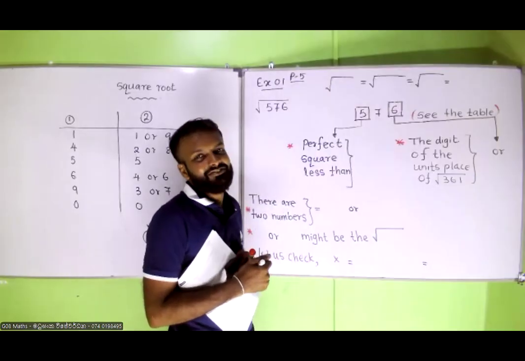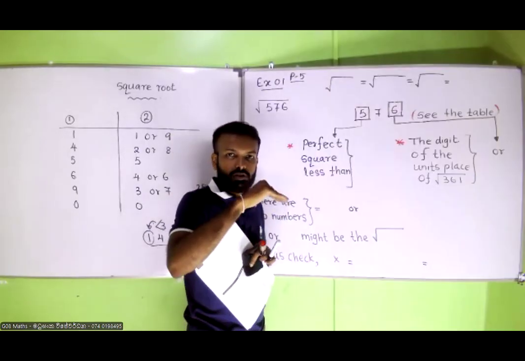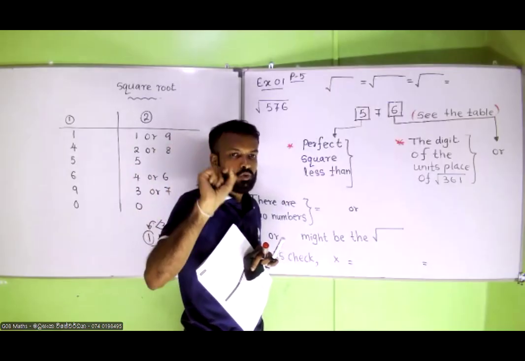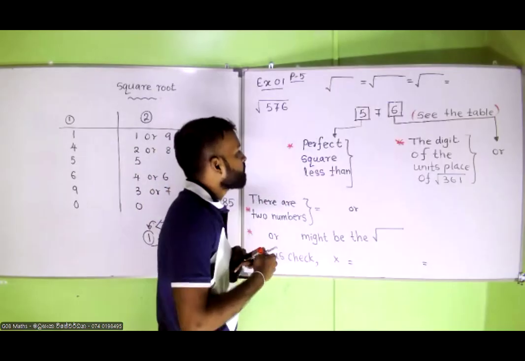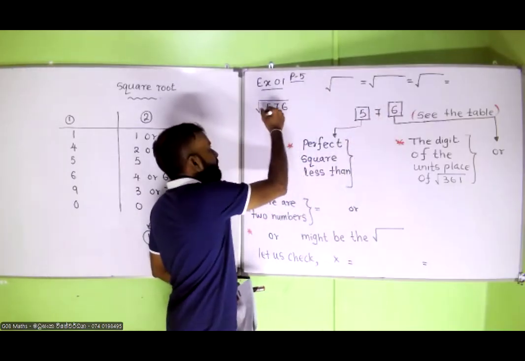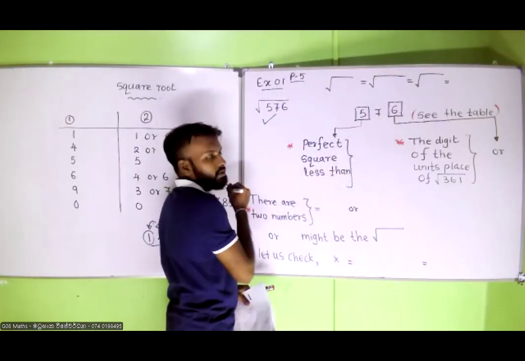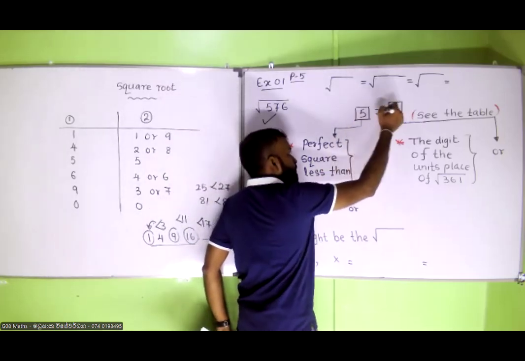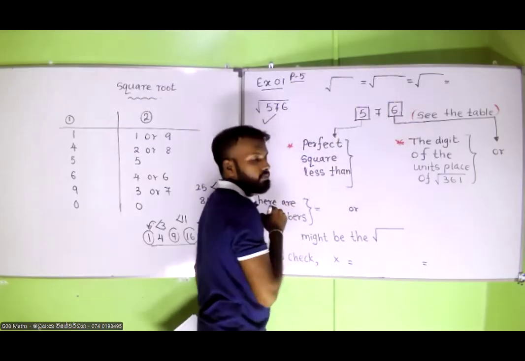Okay. Focus on the board. Stop all the work and check your steps up to now. Right. So we have 576. We need to find the square root of 576. First of all, I will mark my first number and the last number like this.